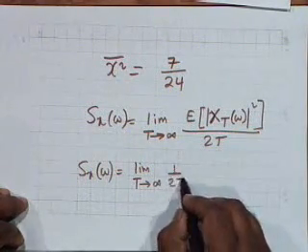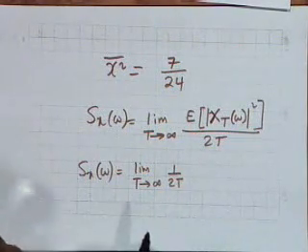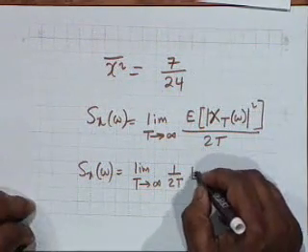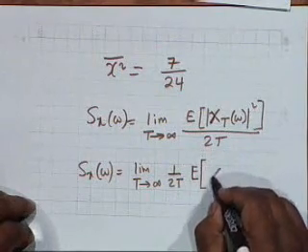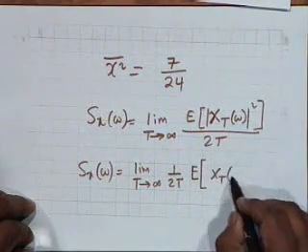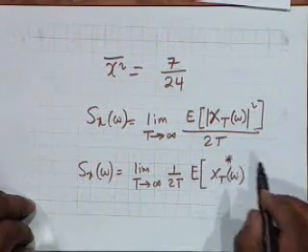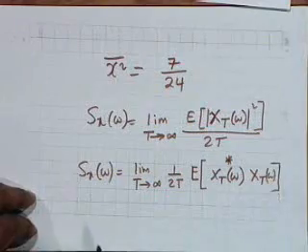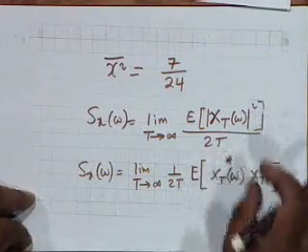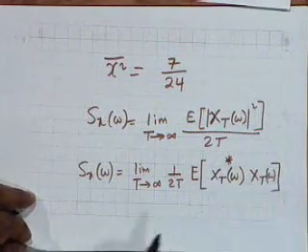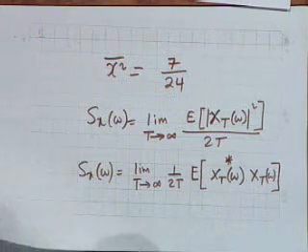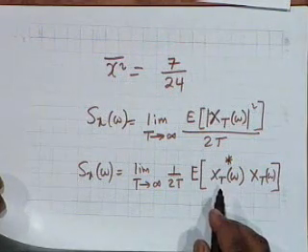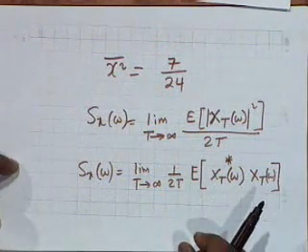Bear with me, it would be a longish kind of derivation and you must follow these steps. I write this as expected value of x t omega star times x t omega. Is that okay? Mod squared is the quantity multiplied by its complex conjugate. Now I will write this separately and I will use two values of time for this.